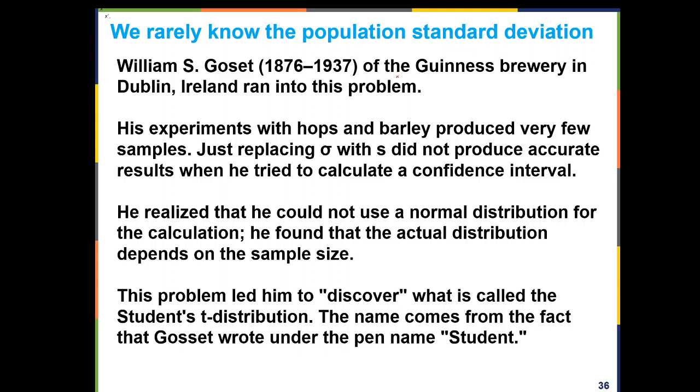Now, his experiments with different types of beers, with hops and barley, produced very few samples, and replacing sigma with s did not produce accurate results. So he realized he could not use normal distribution for the calculations. He found that the actual distribution depended on sample size, and he discovered a new distribution called the student's t distribution. The name comes from the fact that Gossett wrote under the pen name Student.